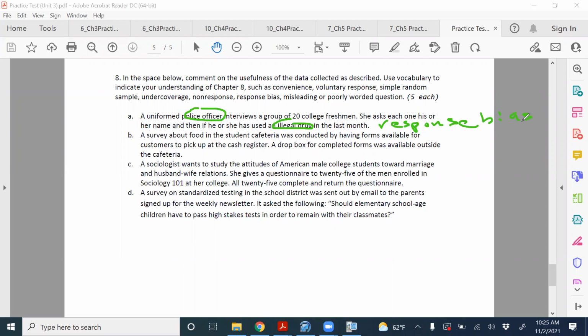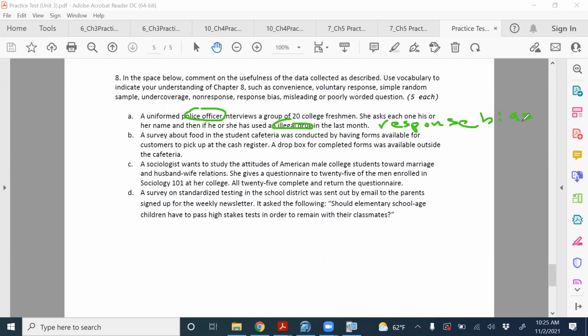B, a survey about food and student capture is conducted by having forms available for customers to pick up at the cash register. Which, by the way, this might be a good project for you guys if you want to ask about food on campus. Might be a good one, because we're going to do a project after Thanksgiving break about surveys, and this might be worthwhile for you guys to consider.